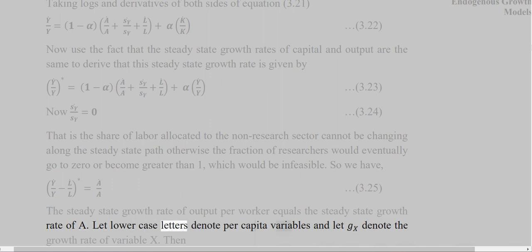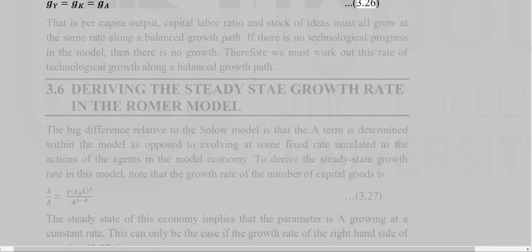Let lowercase letters denote per capita variables and let g denote the growth rate of variable X. Then equation 3.26. That is, per capita output, capital labor ratio, and stock of ideas must all grow at the same rate along a balanced growth path. If there is no technological progress in the model, then there is no growth. Therefore, we must work out this rate of technological growth along a balanced growth path.